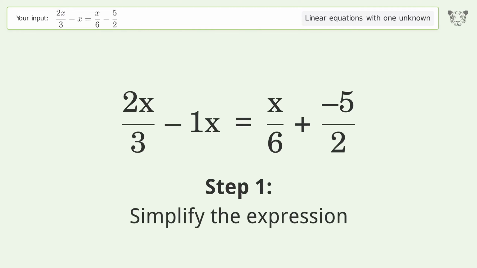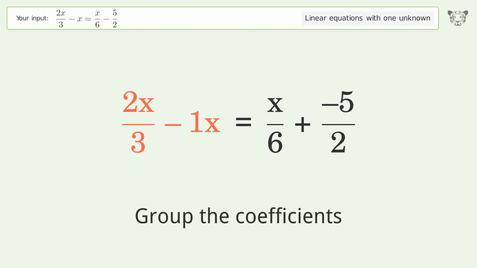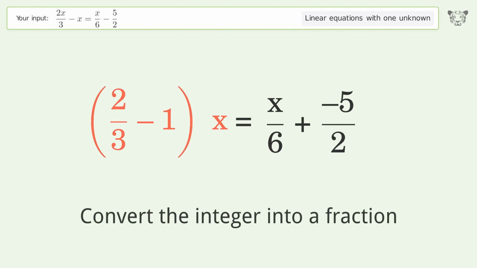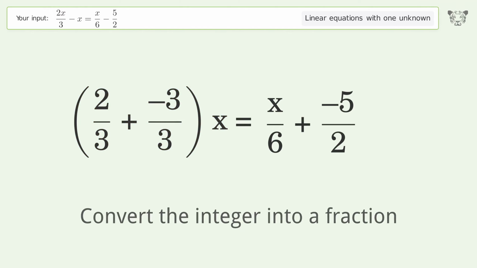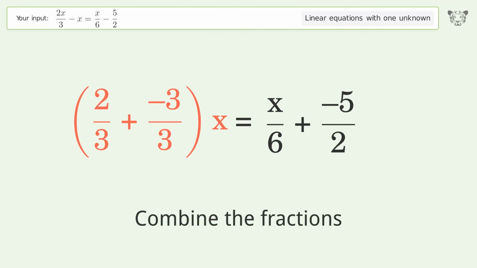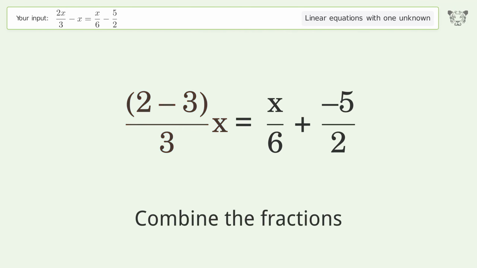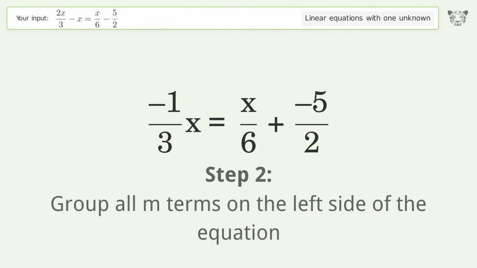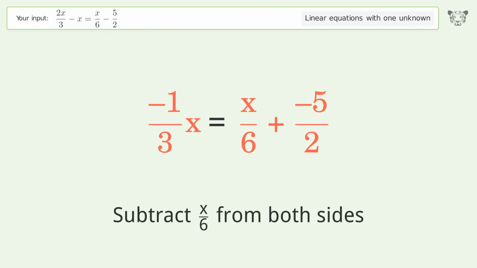Simplify the expression. Group the coefficients. Convert the integer into a fraction. Combine the fractions. Combine the numerators. Group all m terms on the left side of the equation. Subtract 10 over 6 from both sides.